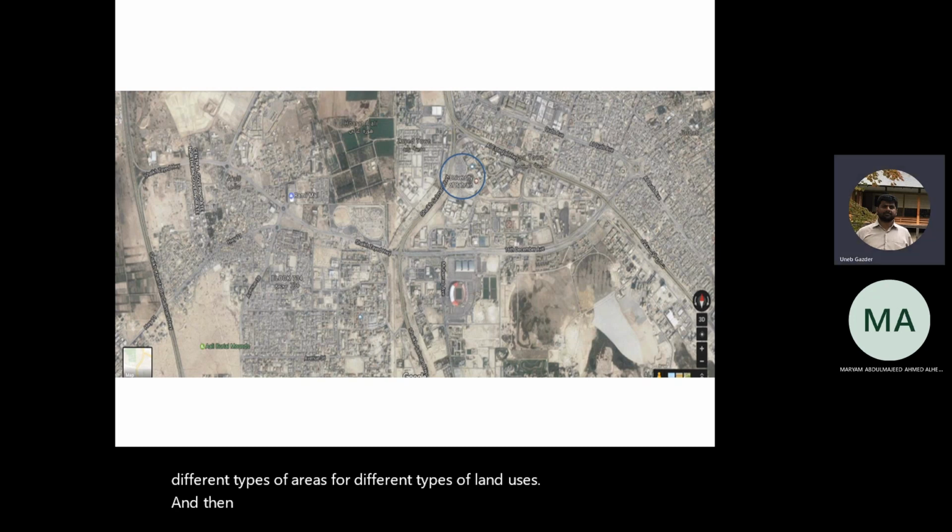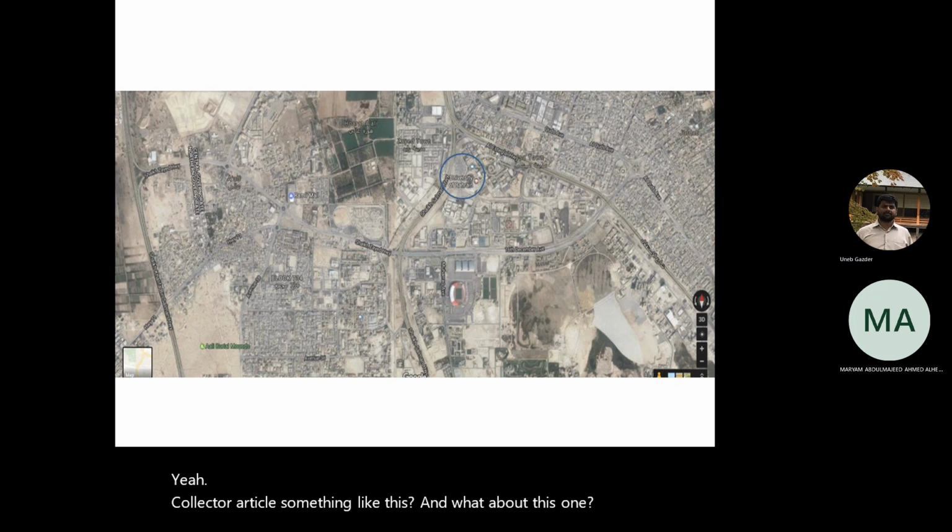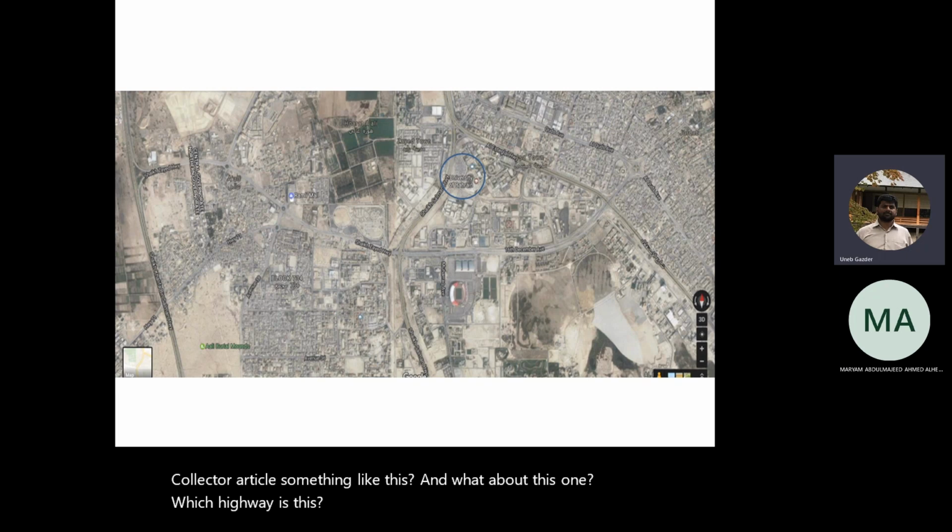And then what else did you say about the highways? So we have different types of highways, right? These are all local streets. Now this is what? 16 December. Arterial? Collector arterial, something like this? And what about this one? Which highway is this? It's an arterial, right? But what's the name of the highway?